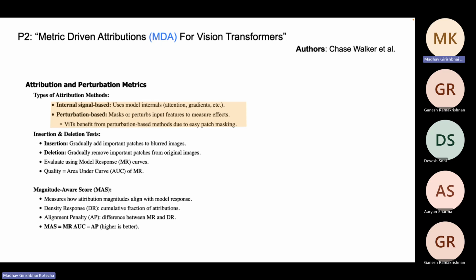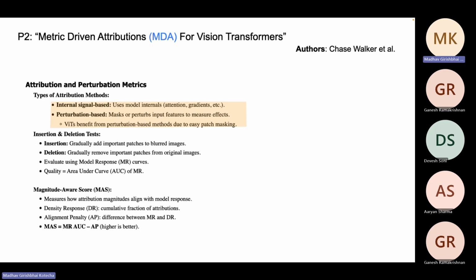Vision transformers have been treated as a black box. So there are multiple attribution techniques that have been proposed, majorly categorized in two parts. One is internal-based, like attention-based attribution techniques or gradient-based attention techniques. The other techniques are attribution-based, which take input feature perturbation.